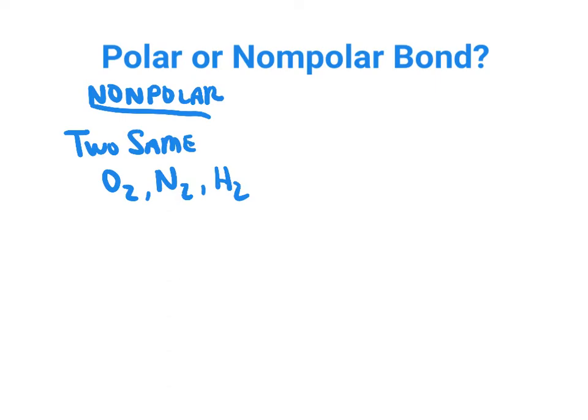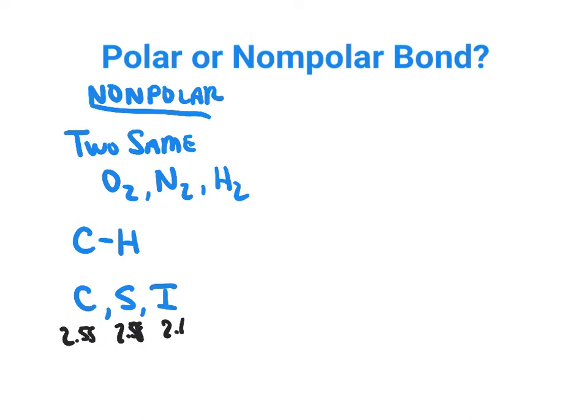The other ones you need to know are any bond between C and H is nonpolar. C is actually 2.55, H is 2.20. It's a very common nonpolar bond. They're 0.35 apart. And finally, any combination between the elements C, S, and I. So C is 2.55, S is 2.58, and I is 2.66. They're all very, very close to each other.